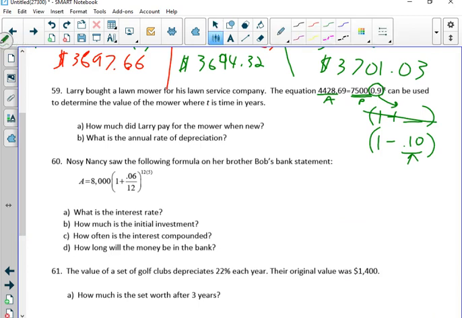So, how much did Larry pay for the mower when it was new? $7,500. What was the annual rate of depreciation? 10%. 1 minus 0.10.